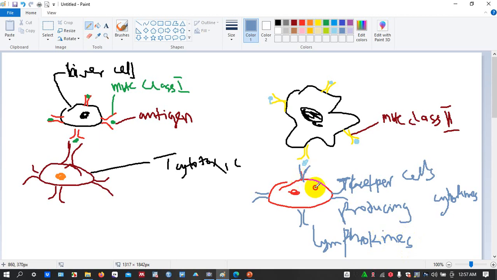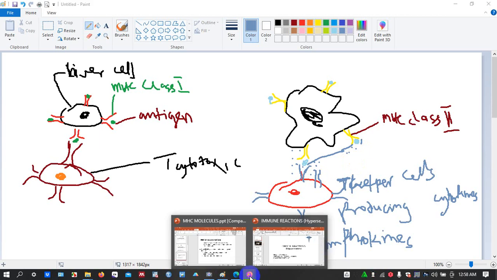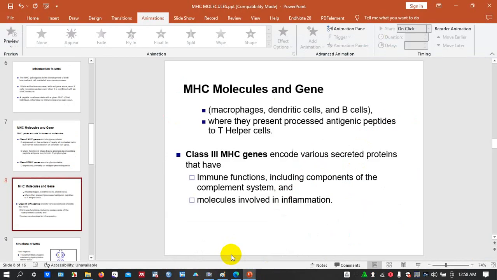So the cytokines should be produced in large quantities, and they will go and destroy the antigen and kill it. This one too will go and destroy the antigen and kill it. Okay.